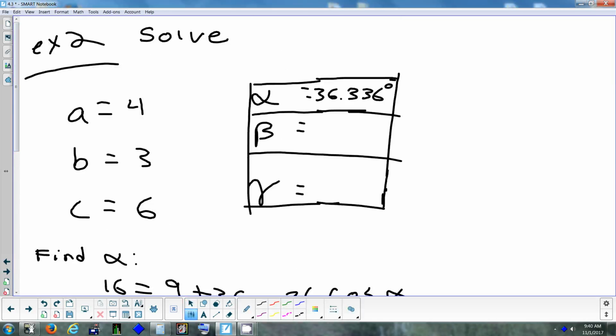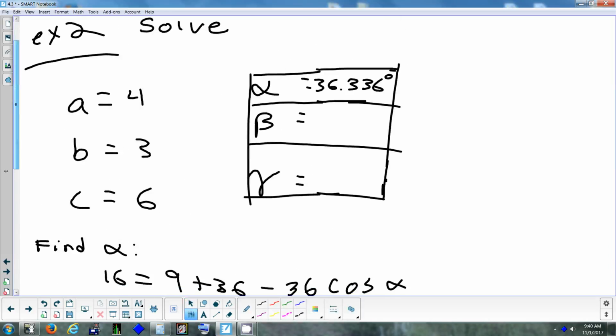Okay, now we'll do it one more time. Doesn't matter if we do beta or gamma, because we're not going to use the 36 to do anything else. We're going to forget about it. So, Rudy, you want to do beta or gamma? Beta. Okay.